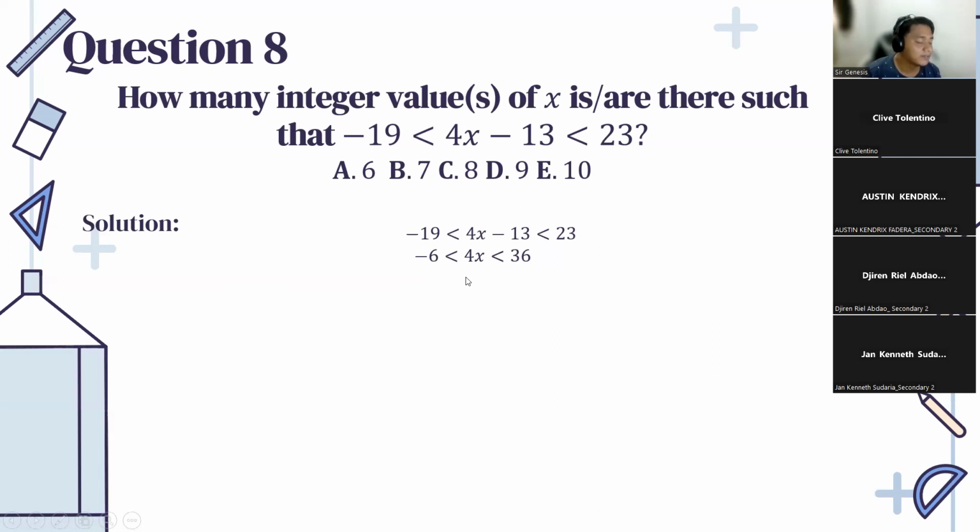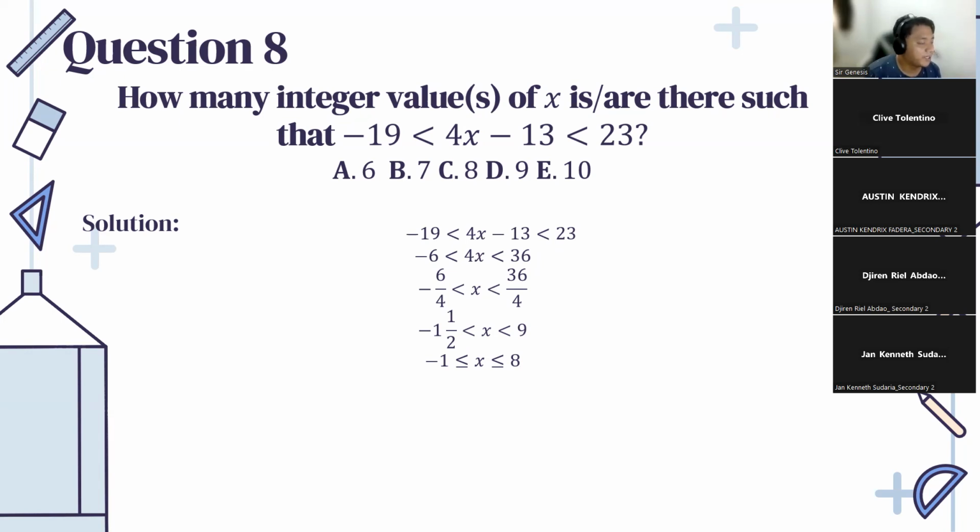Since we have 4x, we need to divide both sides by 4, obtaining x is greater than negative 6 over 4, but less than 36 over 4. Simplifying, it will give you x is greater than negative 1 and 1/2, but less than 9. Now the question asks for how many integer values. So we have from negative 1, because it should be greater than negative 1 and 1/2. So the negative integer greater than negative 1 and 1/2 is negative 1. So that will be included.